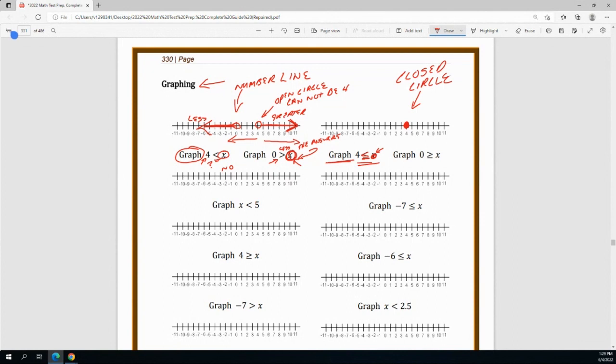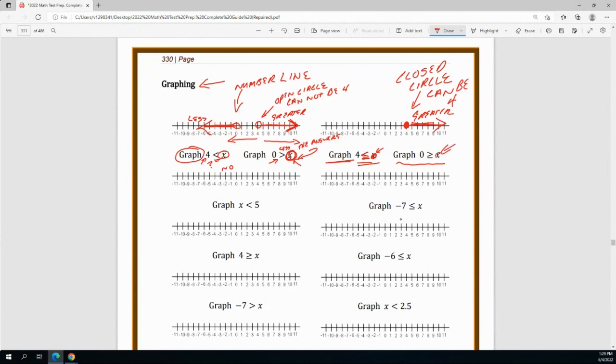Okay, the closed circle, what does it tell me? It tells me that the answers can be 4. The answers can be 4 and what? Greater. So I draw my direction arrow that way because that shows greater. Cool. Let's do the next one.